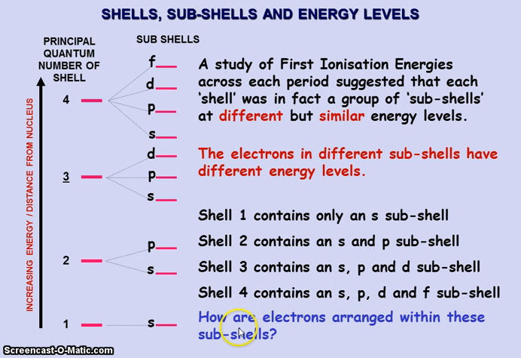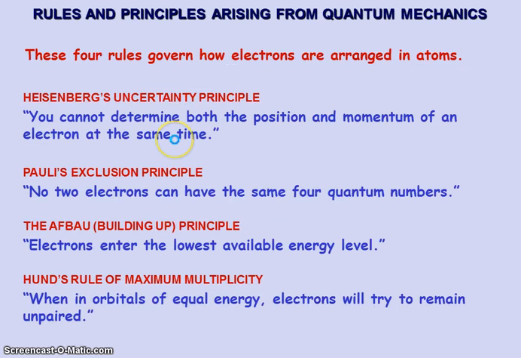We have seen that the reason for this difference in numbers is because of the number of subshells available. So the first shell has only one subshell, the second shell has 2 subshells, the third shell has 3 subshells, and the fourth has 4 subshells. The rules and principles arising from quantum mechanics are Heisenberg's uncertainty principle, Pauli's exclusion principle, the Aufbau principle, and Hund's rule of maximum multiplicity.